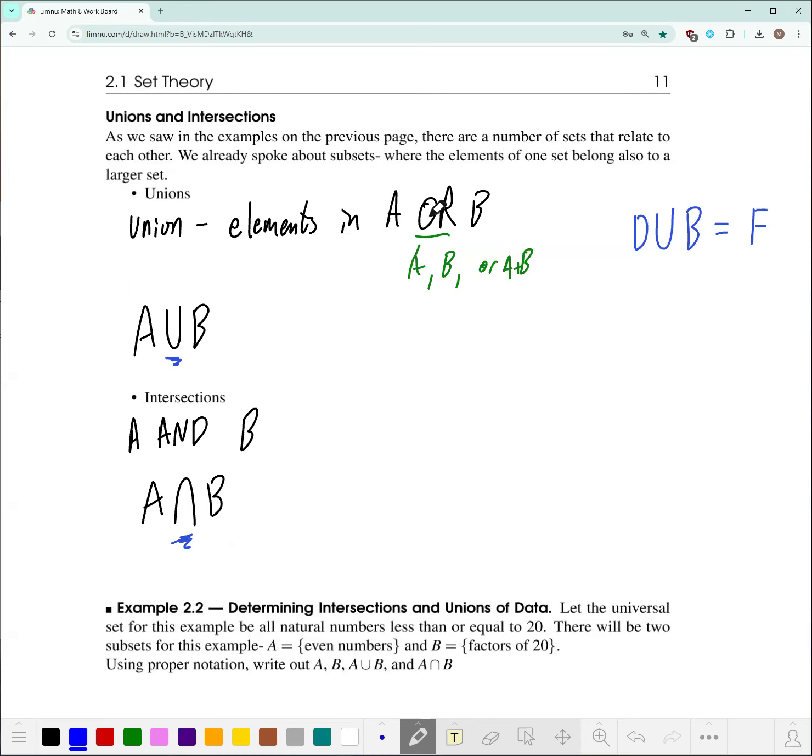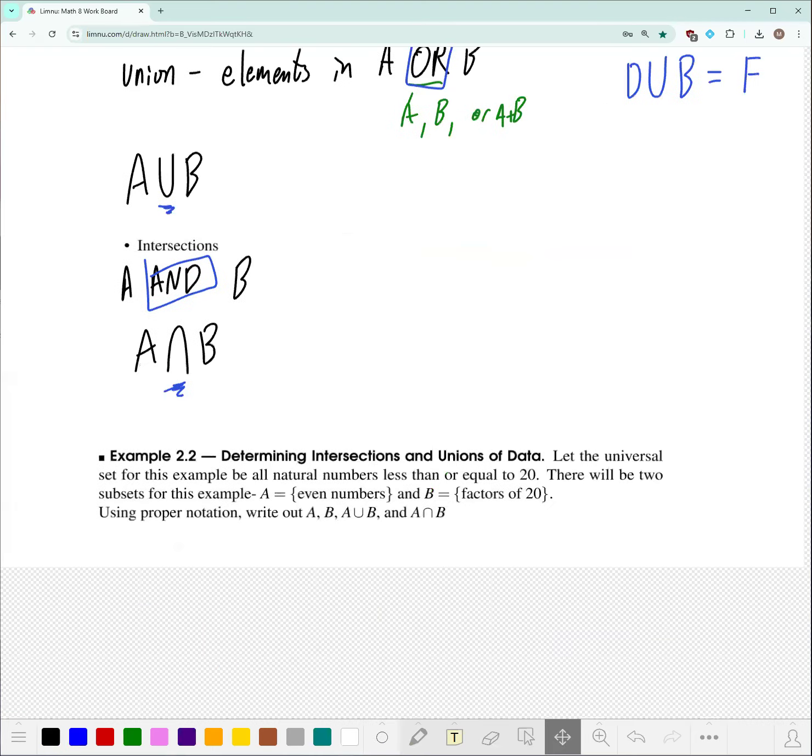Union is an or. I'm going to box this now. Intersection is an and. Okay. And it's really important to remember that or is inclusive in this context. It doesn't mean it has to be only one or the other. It could be in both. That's an or for you.